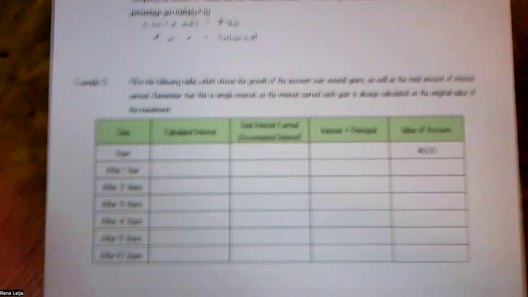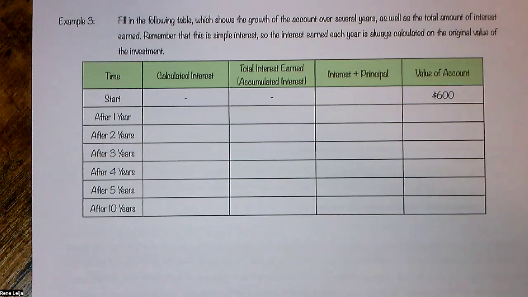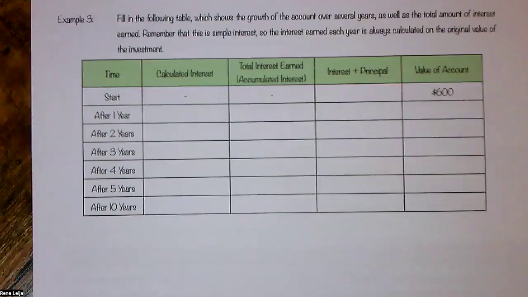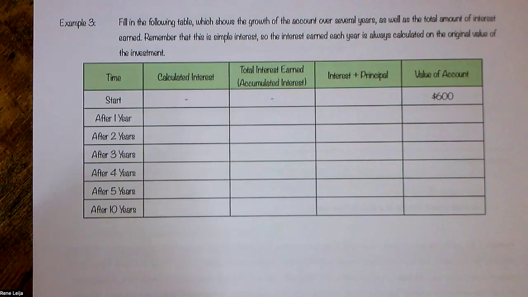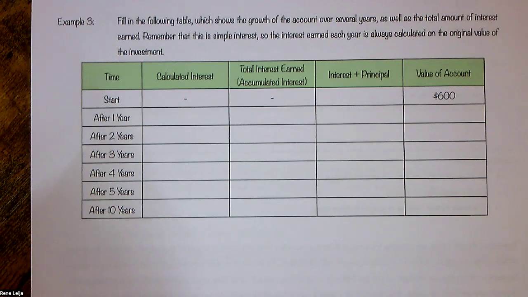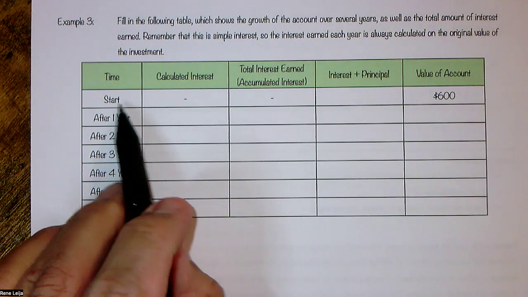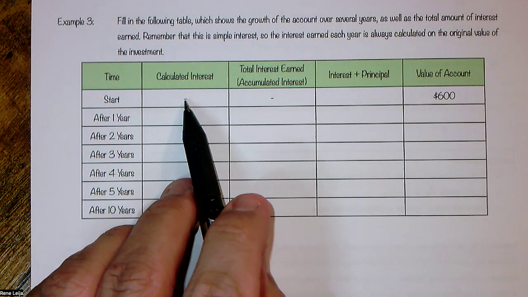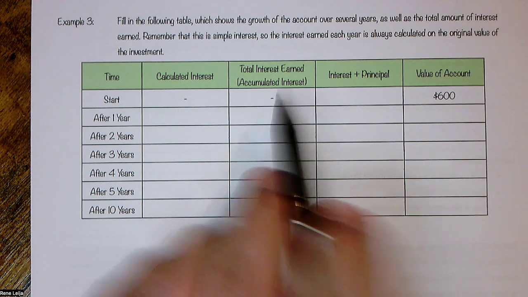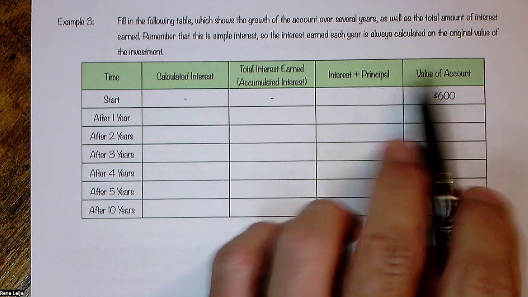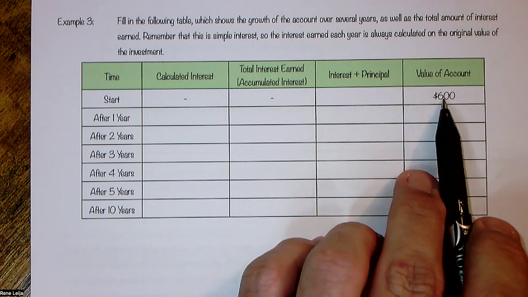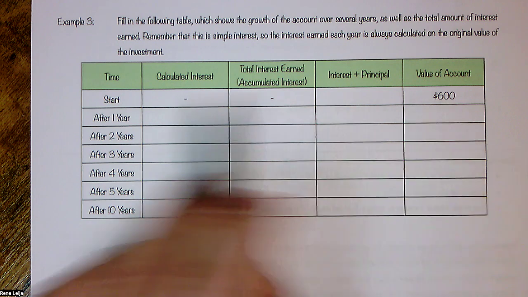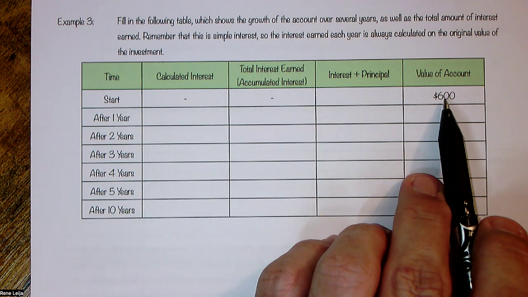Fill in the following table, which shows the growth of the account over several years, as well as the total amount of interest earned. Remember that this is simple interest, so the interest earned each year is always calculated on the original value of the investment. So when we start, well, there is no calculated interest. There is no interest earned. We have no interest to add to our principal, which is the amount that we're investing. So the only thing that we have in our account at the very beginning is the $600 that you deposited.